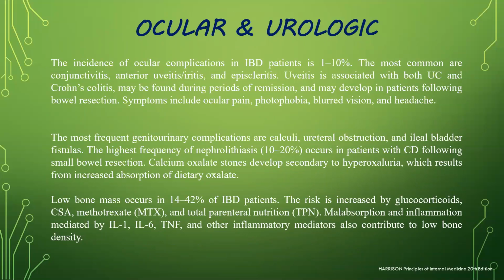The incidence of ocular complications in inflammatory bowel disease patients is up to 10%. The most common are conjunctivitis, anterior uveitis, and episcleritis. Uveitis is associated with both ulcerative colitis and Crohn's disease, may be found during periods of remission, and may develop in patients following bowel resection. Symptoms include ocular pain, photophobia, blurred vision, or headache.